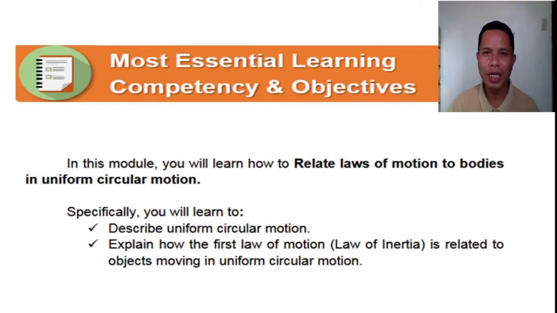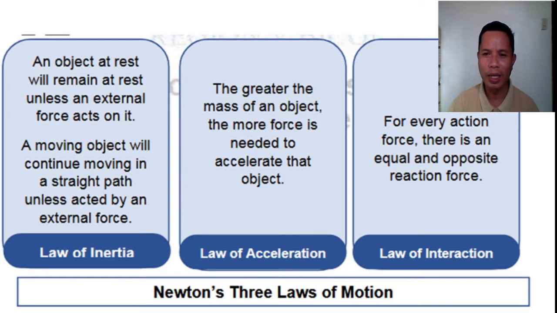We have the most essential learning competency and objectives. In this module, you will learn how to relate laws of motion to bodies in uniform circular motion. Specifically, you will learn to, number 1, describe uniform circular motion. Number 2, explain how the first law of motion or the law of inertia is related to the objects moving in uniform circular motion. Before we start our lesson for this module, let's revisit Newton's laws of motion.